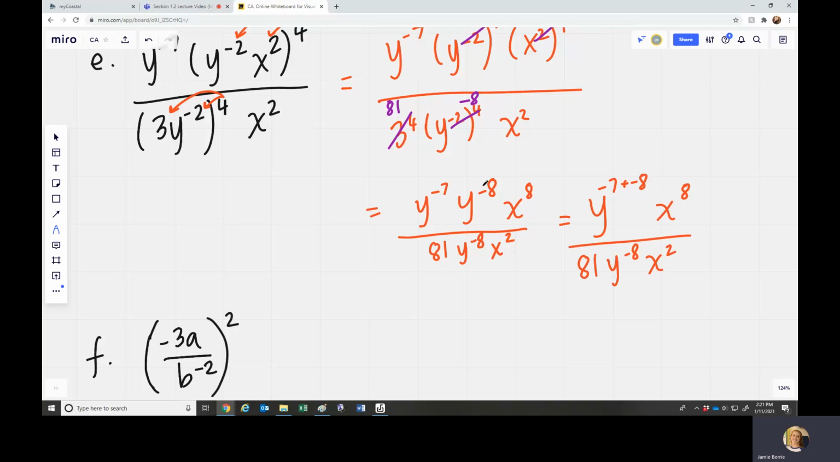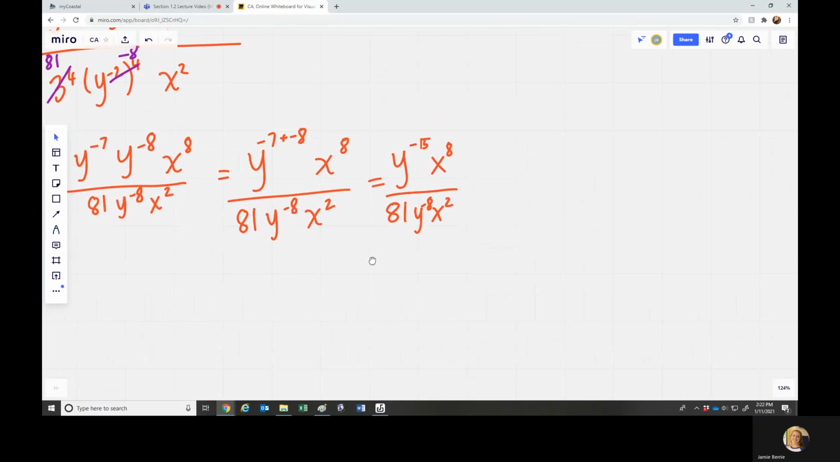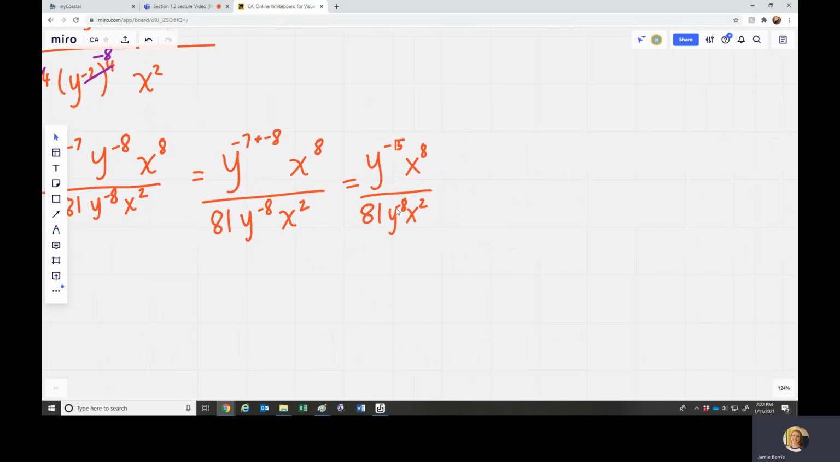Negative 7 plus negative 8. That's negative 15. So let's go ahead and write that in, or we'll just move it on over here. y to the negative 15, x to the 8th, over 81, y to the negative 8th, x squared. Let me scoot my screen over. All right, now we still have some work left to do. We need to combine these.